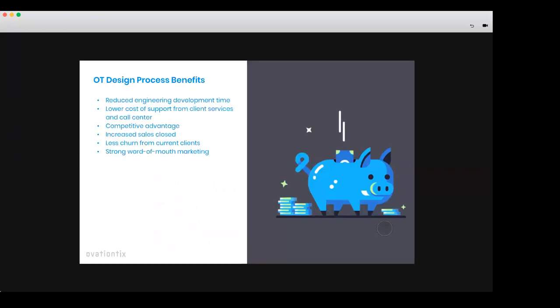Now, what are the benefits that we get from using this design system? Well, it reduces development time because developers don't touch the design until it's well tested and validated. So they don't have to code something that is not going to be useful in the future. It also lowers the cost of support from client services and the call center. And it gives us a competitive advantage because we do research before we throw it in the wild. And we increase sales, less churn from current clients, and a strong word of mouth marketing.